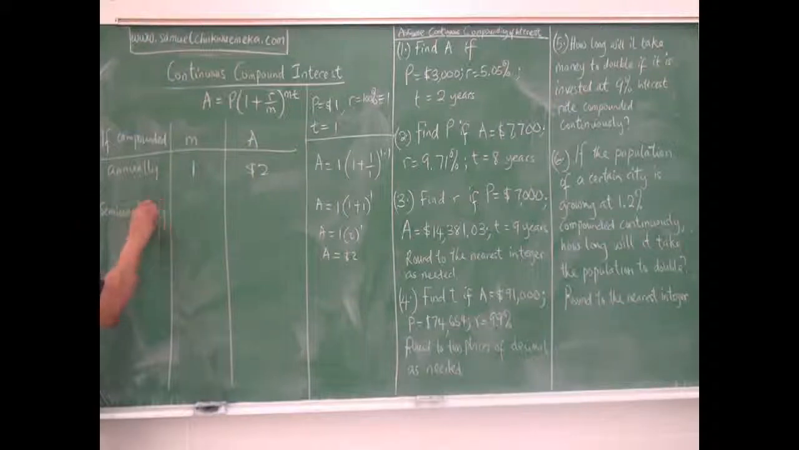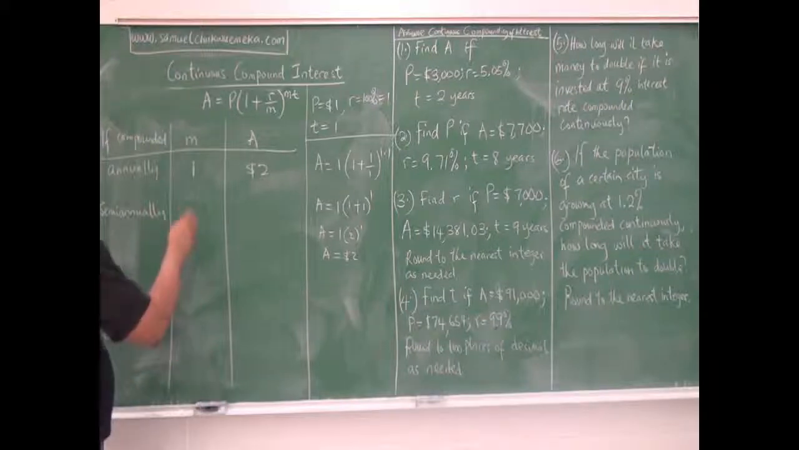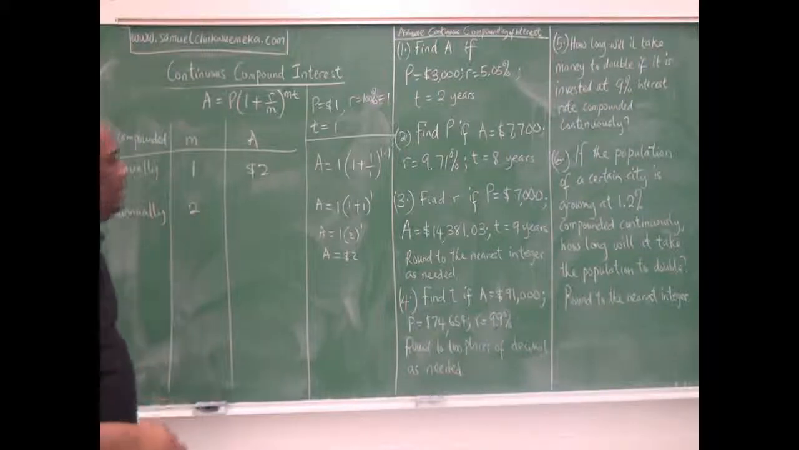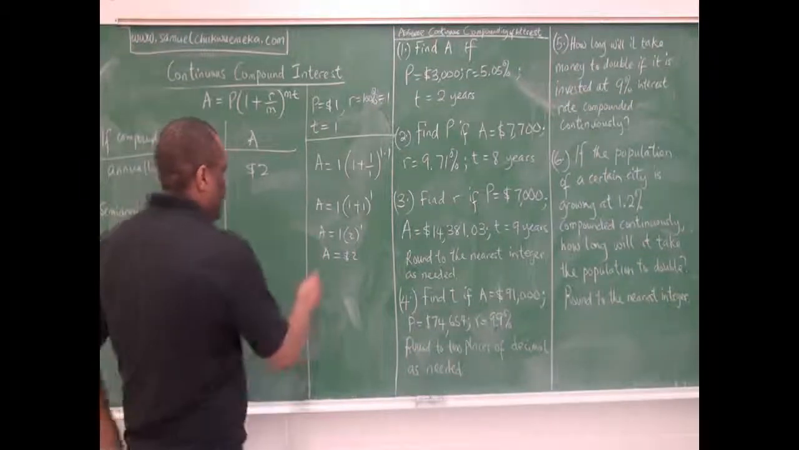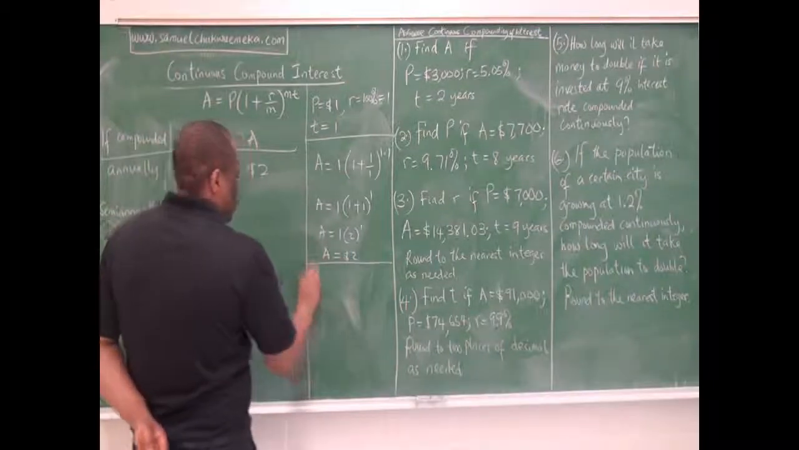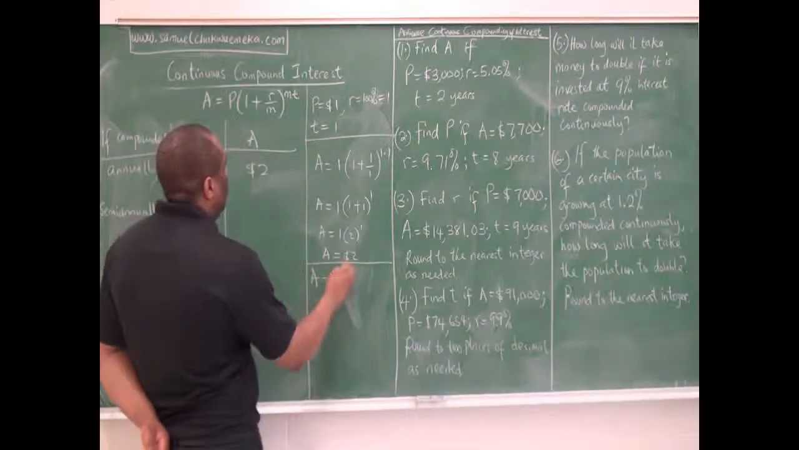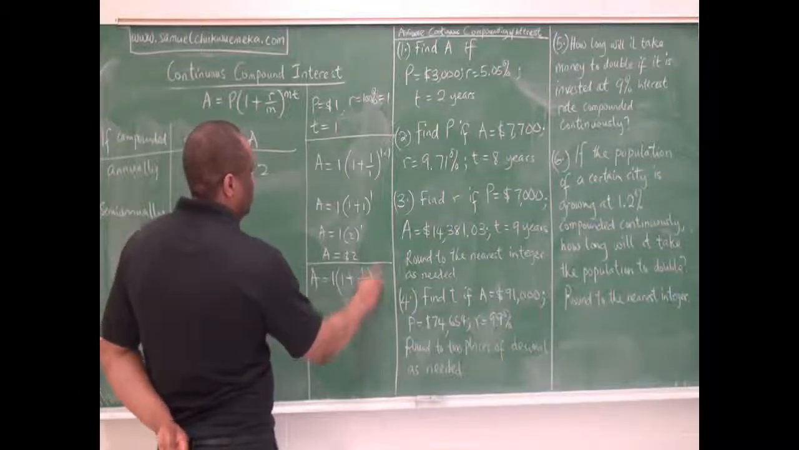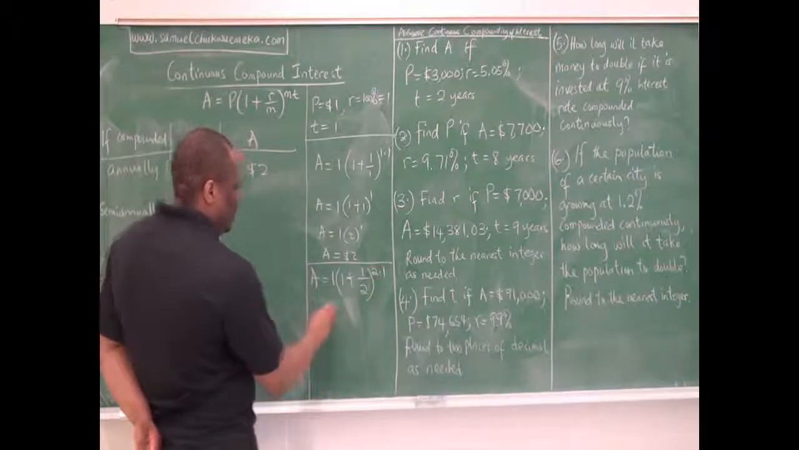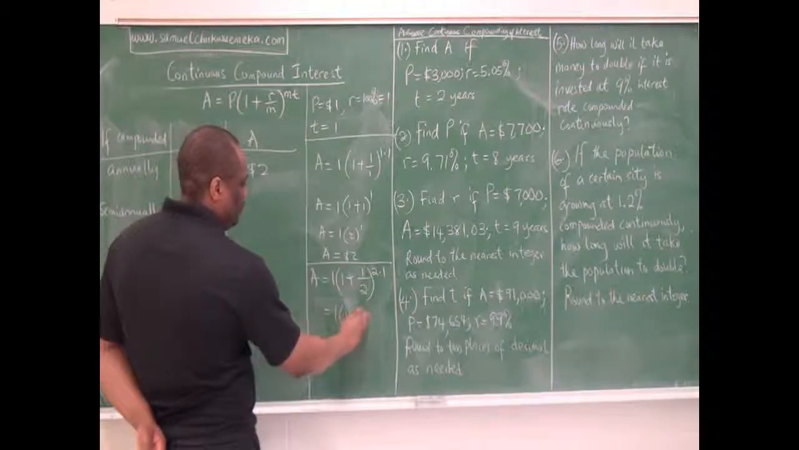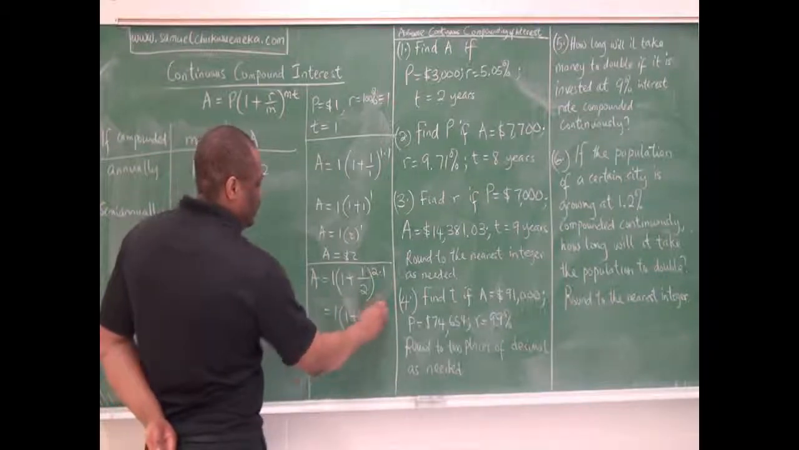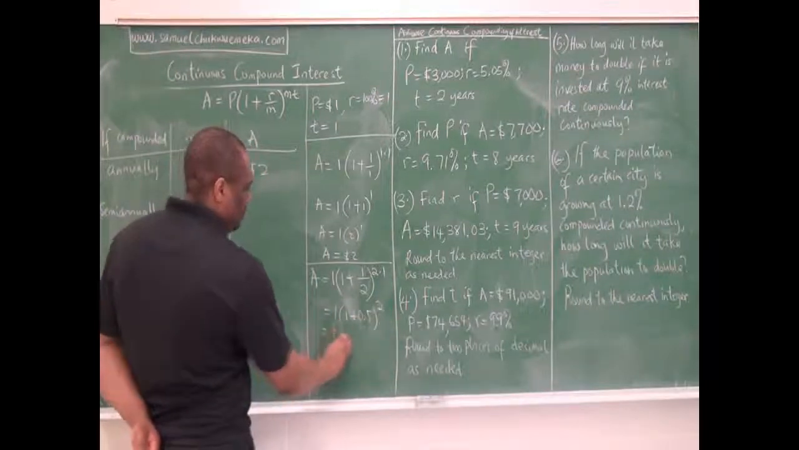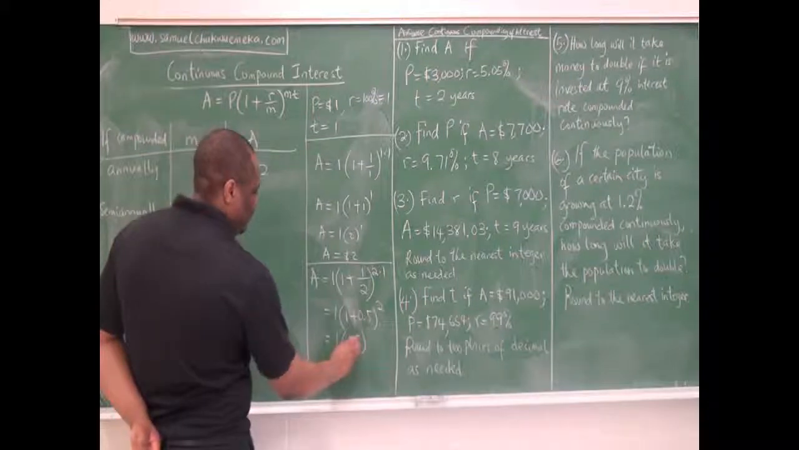What if we compound semi-annually? Semi-annually means how many times do you compound in a year? 2 times. So what would this be? A will be 1 times (1 plus R over M, which is 2), raised to 2 times 1. So this is 1 plus 0.5 raised to the power 2, right? Which is 1.5 raised to the power 2.